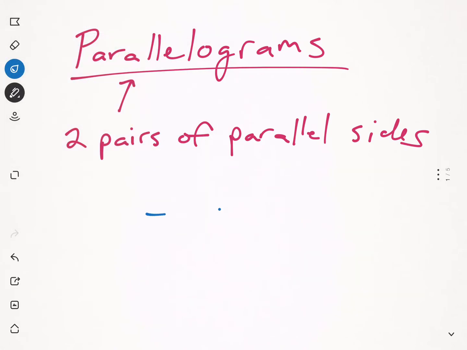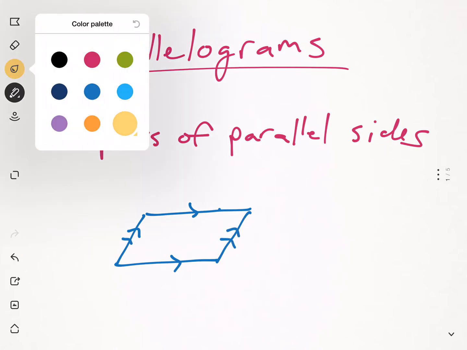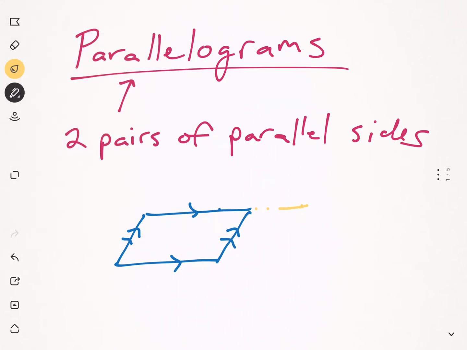So the top and the bottom are parallel, and the way we show in the diagram that they're parallel is with a little arrow. And the left side and the right side are also parallel. And just a reminder, what we mean by parallel is that if we were to extend these lines forever, they would never intersect. So you see there the top and the bottom being parallel, the left and the right side are parallel to each other as well.